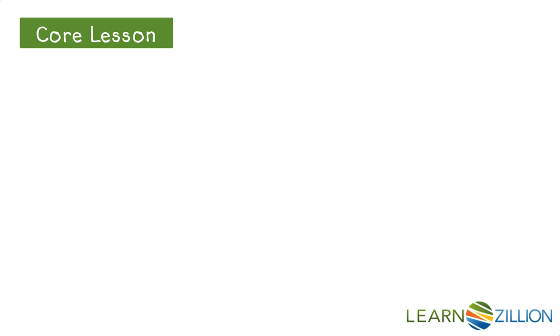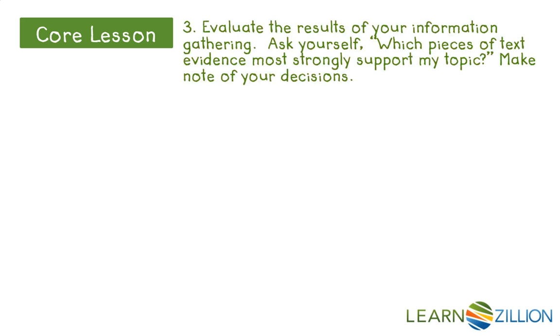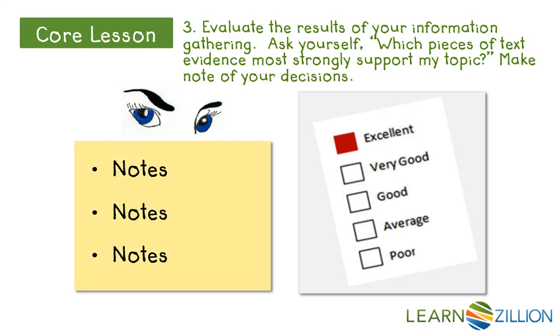Now that I have identified and recorded what I think are relevant details about the interaction between Mistress Hugh and Frederick, I need to move on to step 3. Evaluate the results of my information gathering and ask which pieces of text evidence most strongly support my topic, and then I need to make note of my decisions. So I'm going to look back at my notes and I'm going to make a decision about the ones that are the best to support my thinking.